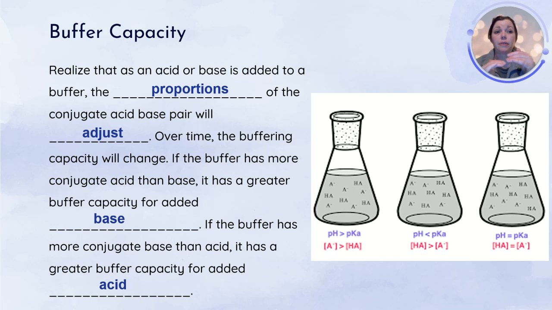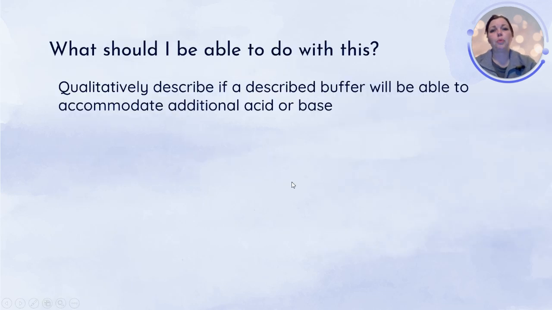So thinking about the bar graphs that we looked at in previous videos, it's a little bit like a seesaw, okay? And this is really an application of Le Chatelier's principle as well. Okay, so what should you be able to do with this? Qualitatively describe if a described buffer will be able to accommodate additional acid or base. That's it, because we've really hit on buffer capacity in previous videos without actually drilling down and just focusing on it, but it should make sense now.